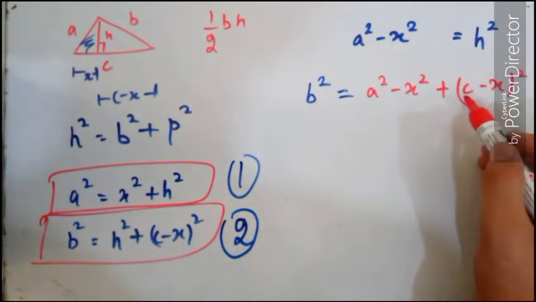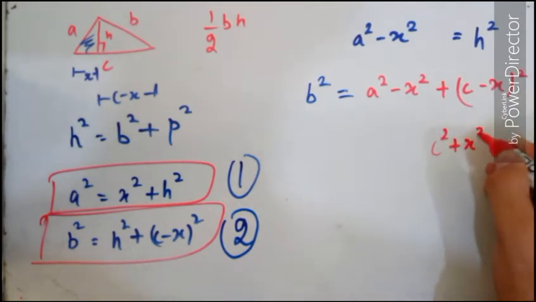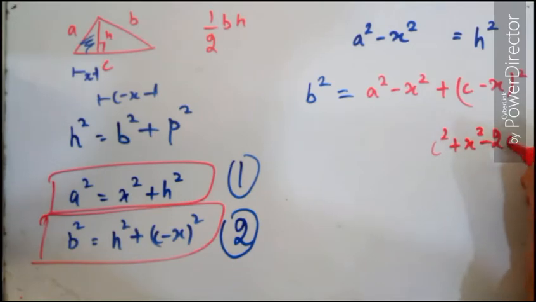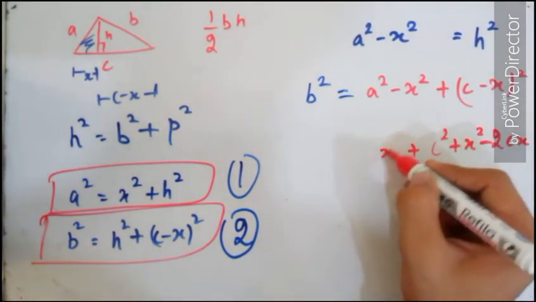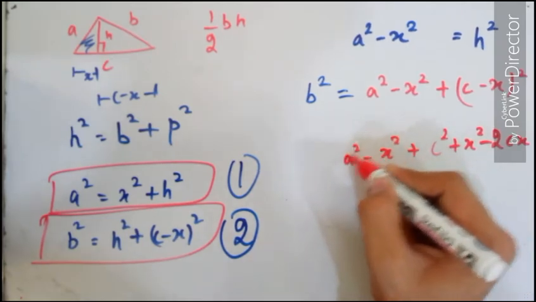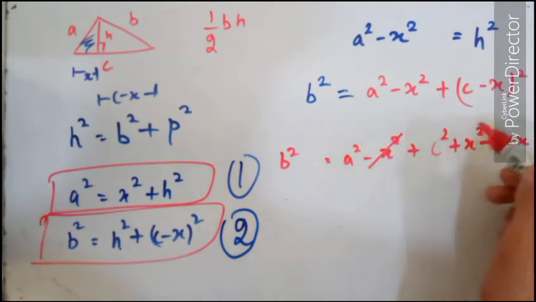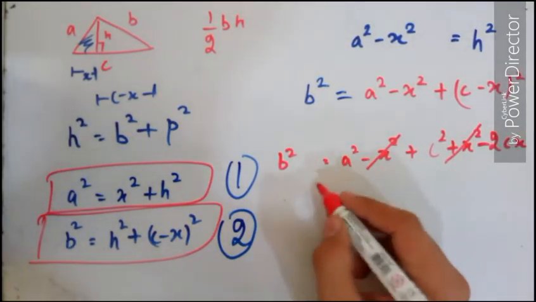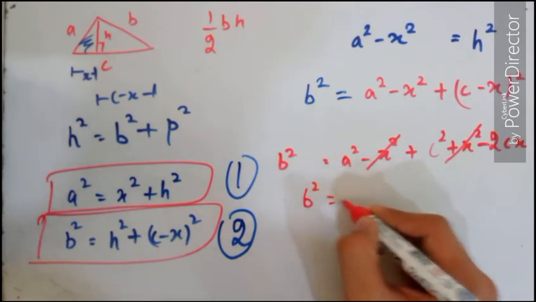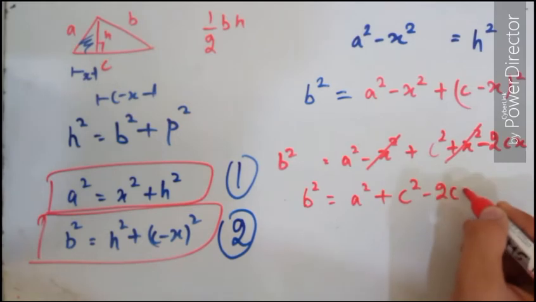Expanding the square, c minus x whole squared is equal to c squared plus x squared minus 2cx. Now minus x squared and positive x squared cancel. So now we have that b squared is equal to a squared plus c squared minus 2cx.